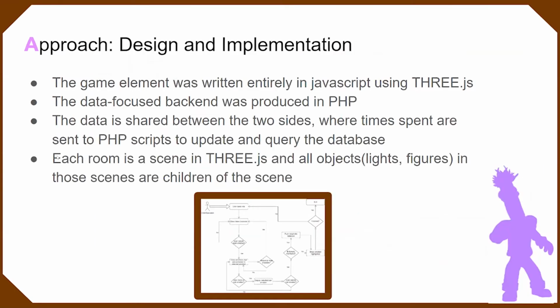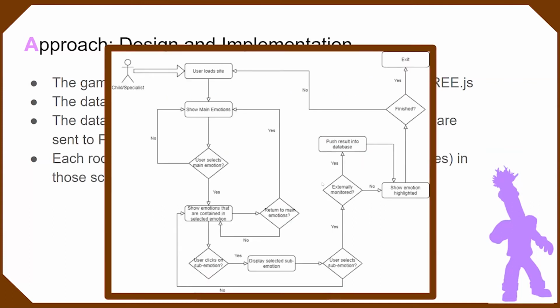So let's look at the approach in terms of the design and implementation. The game element was written entirely in JavaScript using Three.js. The data-focused backend was produced in PHP. The data is then shared between the two sides, where time spent is sent to PHP scripts to update and query the database. Each room is a scene in Three.js, and all objects, such as lights and figures, in those scenes are children of the scene. And here we have a basic use case diagram for the navigation of the app.